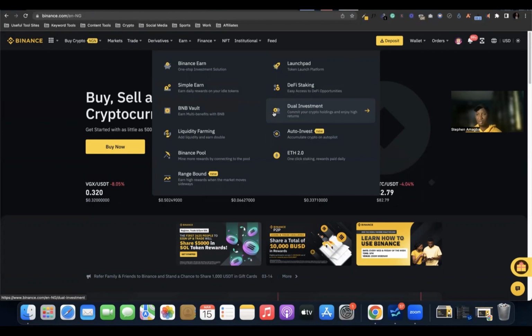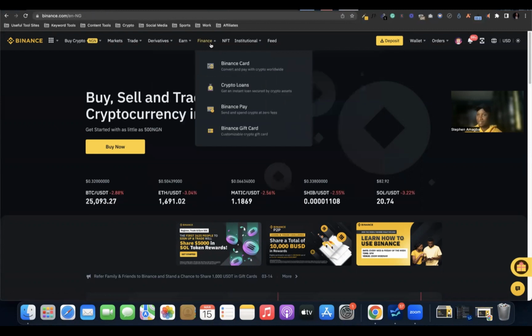So if you have cryptocurrencies in your wallet, maybe you have bought BTC or BNB and you don't plan on selling it, let's say for a year, instead of it staying idle in your wallet, you can save it and it can be earning moderate interest for you. Okay. So it's in no way a get rich quick scheme. Please note that it's not a get rich quick scheme. It's not something that will double your money overnight.